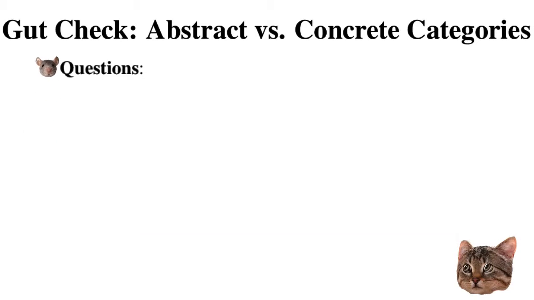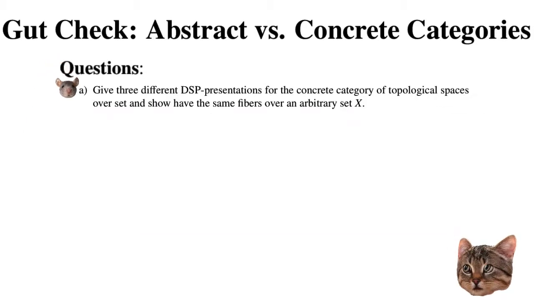So we have a few more questions we want you to think about. A, give 3 different data structure properties presentations for the concrete category of topological spaces over Set and show that they have the same fibers over an arbitrary set. And we're going to show that there are many different data structure properties presentations and they're all somehow the same. They're concretely equivalent, isomorphic to one another.